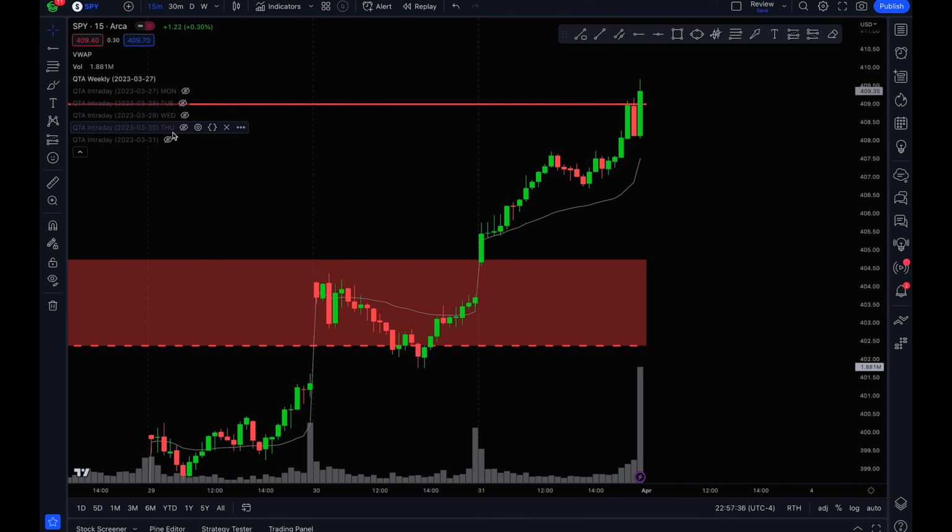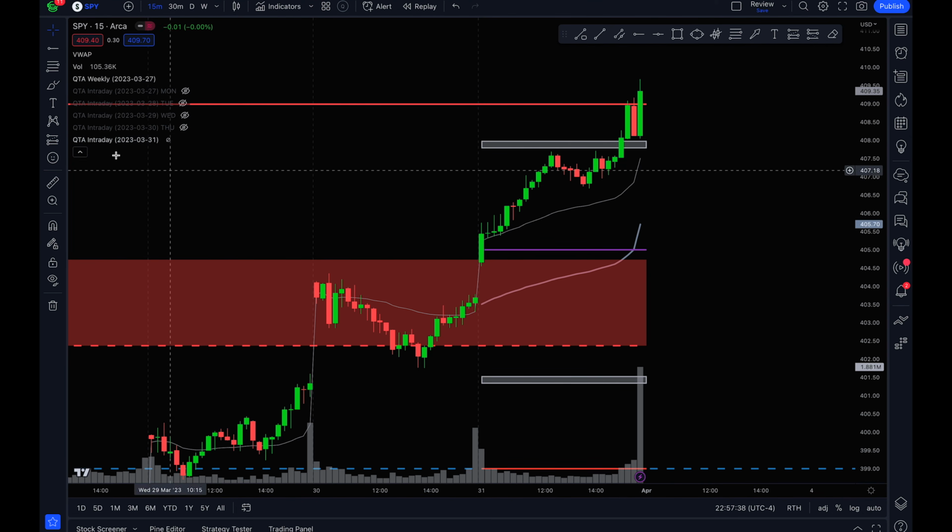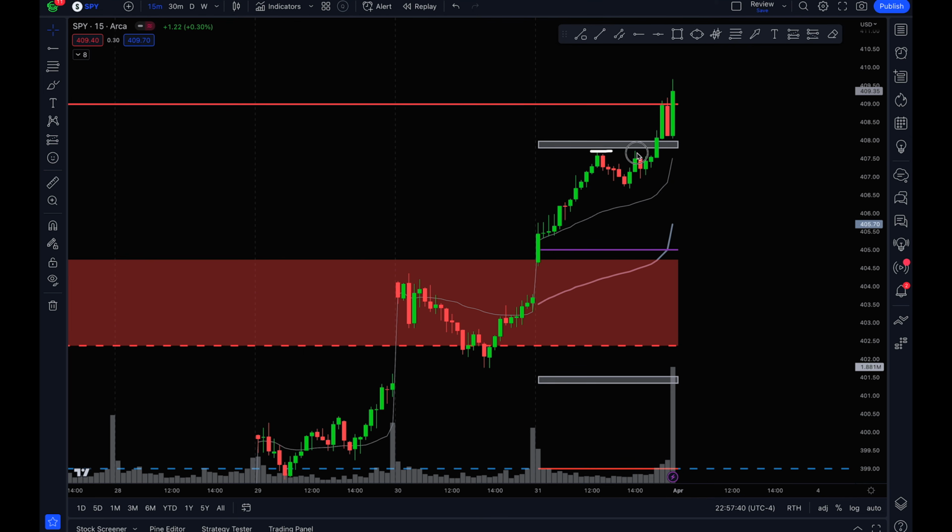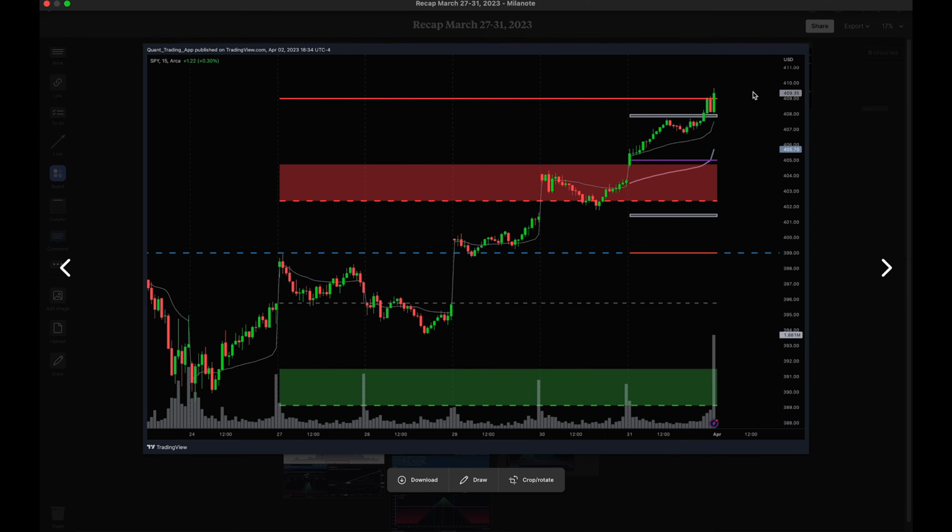0DTE options are pretty cheap. If we take a look at what the QTA intraday levels were, this is what it looked like here. So you can take the break right over that level. And that's exactly what we're seeing right here.